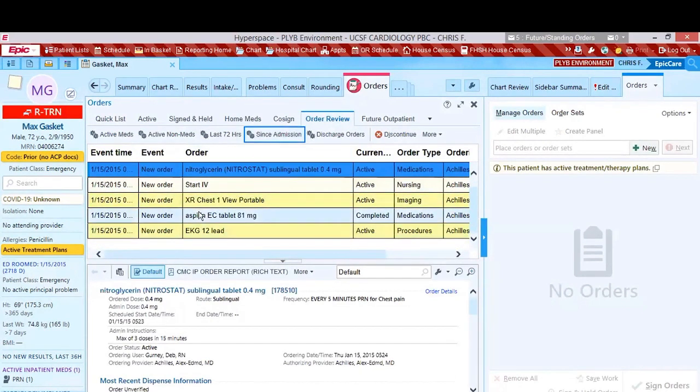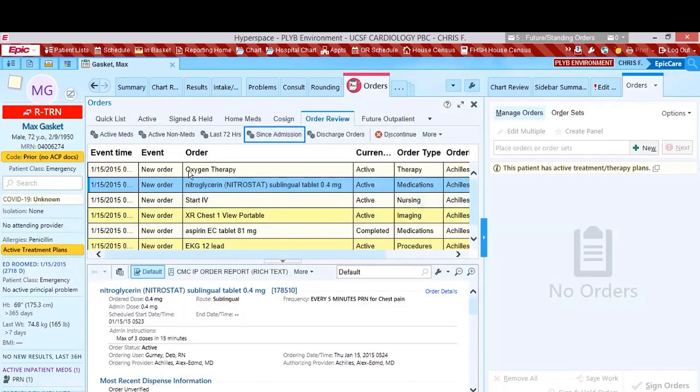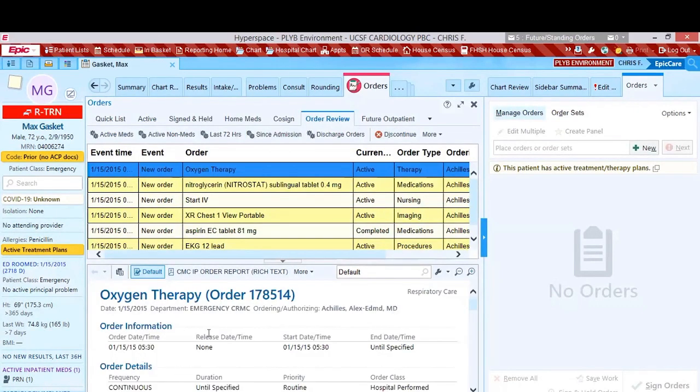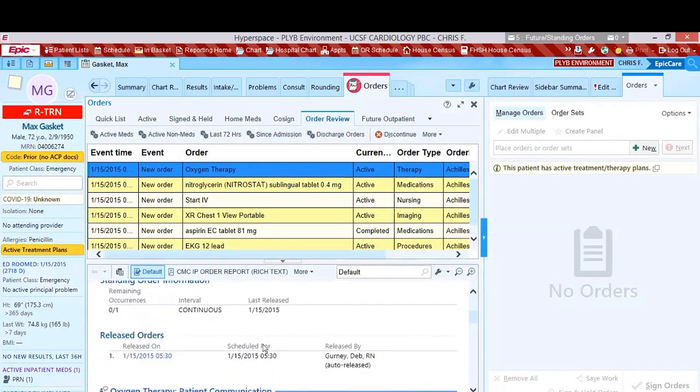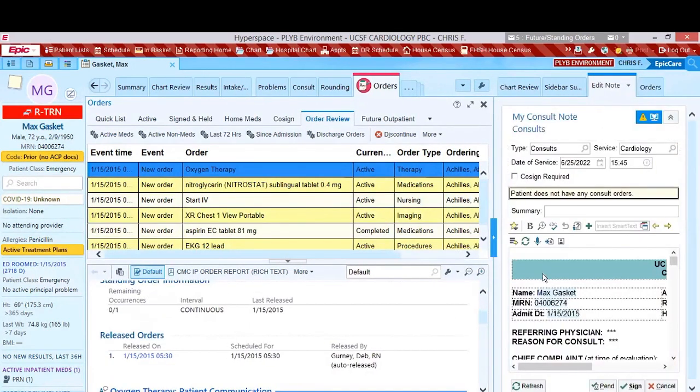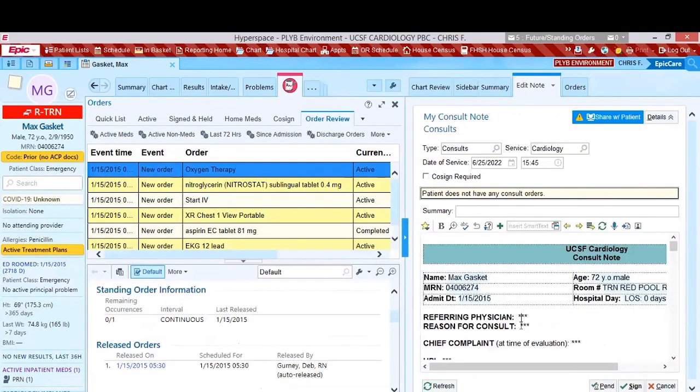This patient, there is no cardiology consult placed as far as I can say. So if there's a cardiology consult, you will see who placed the consult and what their question is. And then I put that into the top part of the note. I will put who is the referring physician, what is the reason for the consult.